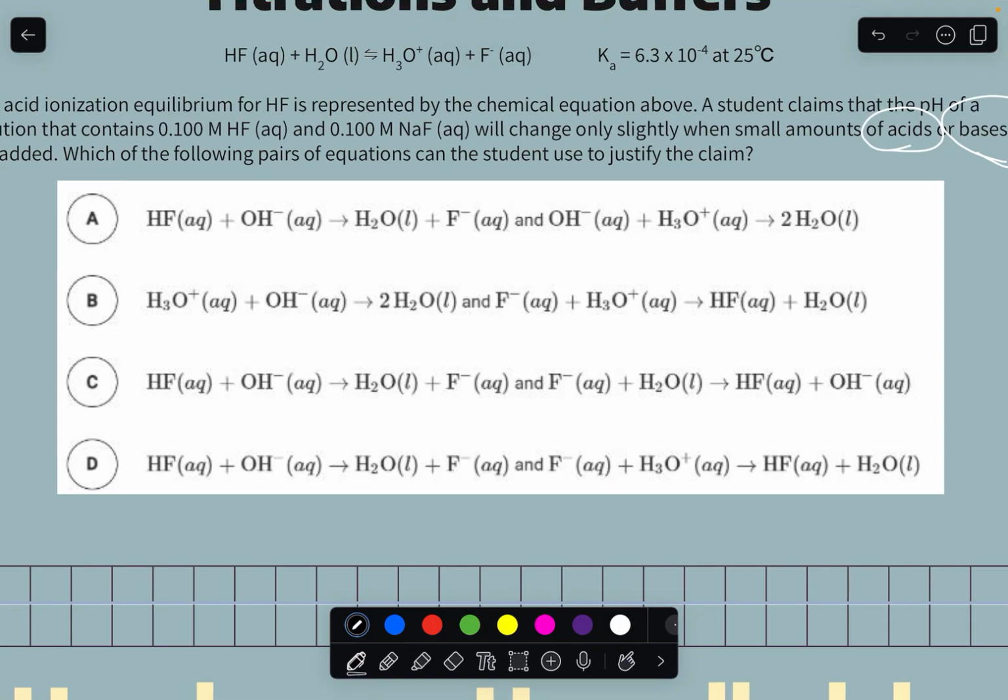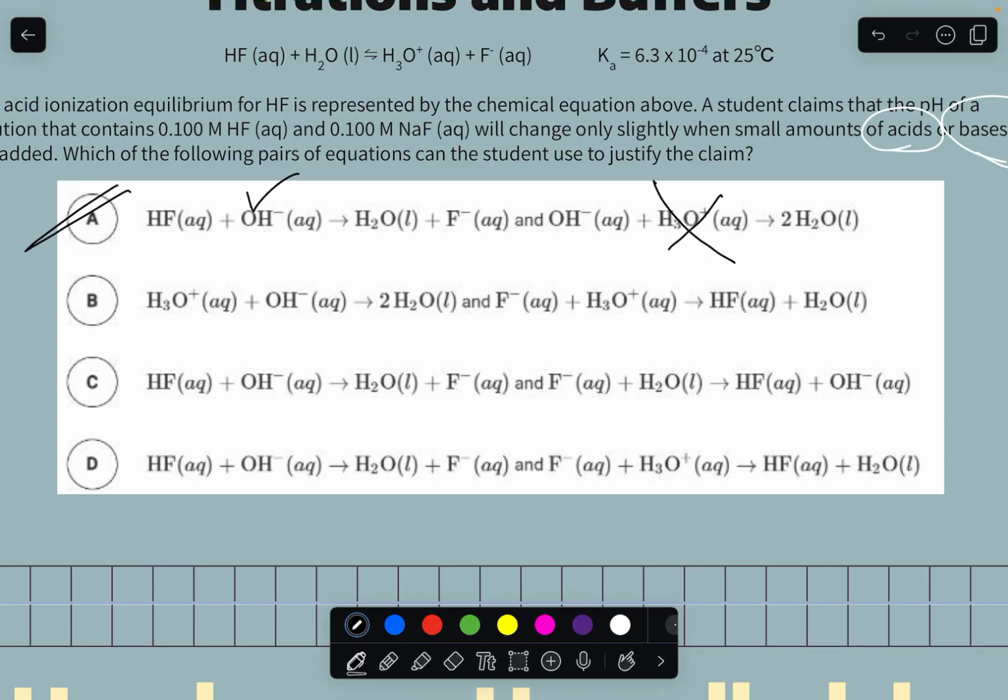For A, we have HF plus OH minus makes H2O and F minus. This is what we said, the H plus goes with the OH minus, so that part's good. The second half is OH minus plus H3O plus makes 2H2O. Well, we don't have our HF or our NaF there, so that's not the right answer. This second part does not work. It doesn't show that the solution we have is a buffer, even though it does neutralize it.